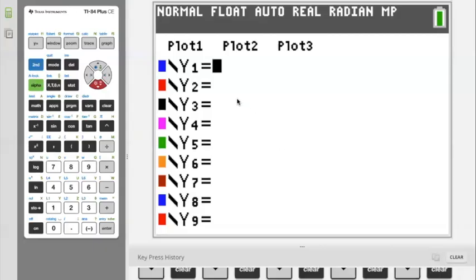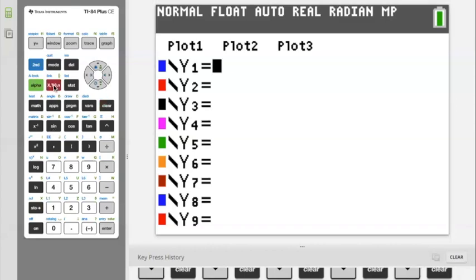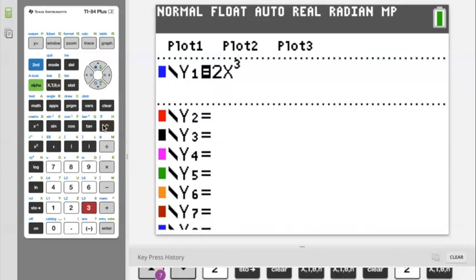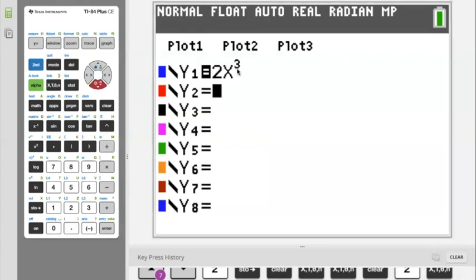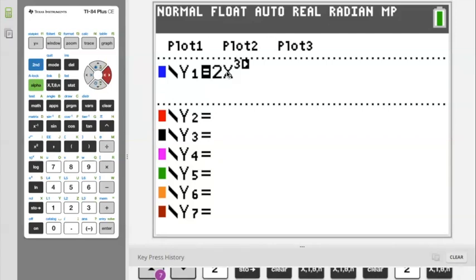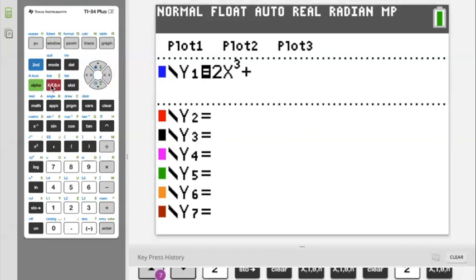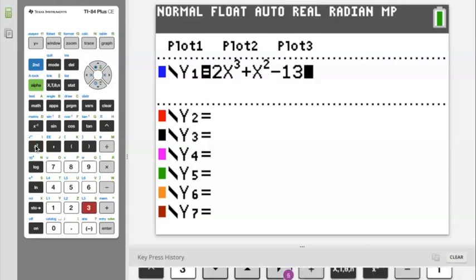Let me quickly identify this. So I got 2x cubed minus 13x plus 6. Let's graph this.